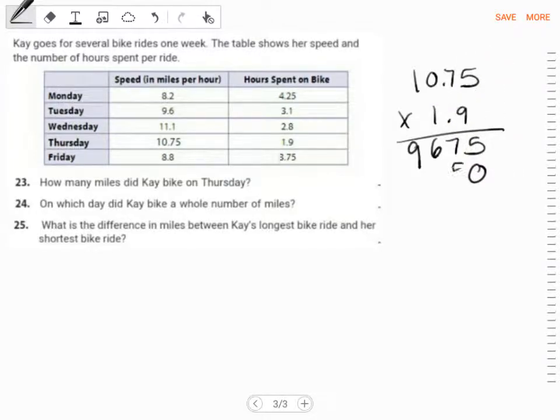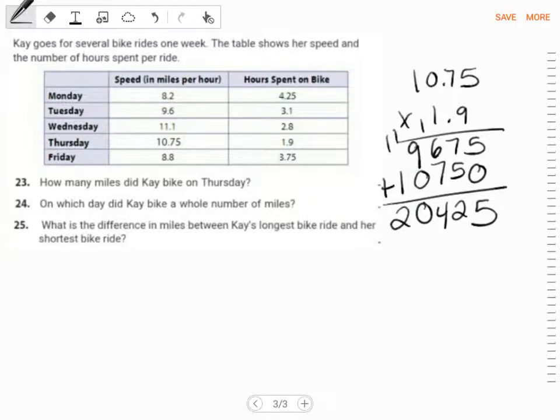1 times 5 gives me 5. 1 times 7 gives me 7. 1 times nothing gives me nothing. 1 times 1 gives me 1. And we've multiplied everything. Now let's add together. 5 plus nothing gives me 5. 7 plus 5 gives me 12. Now I've got 14, 10, 2.